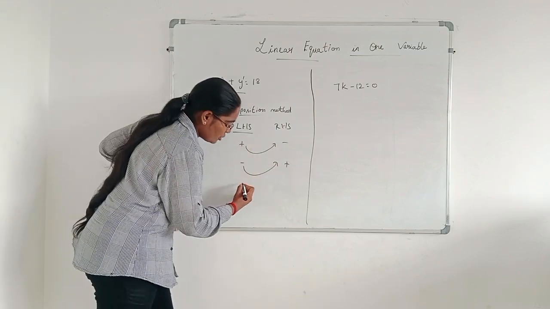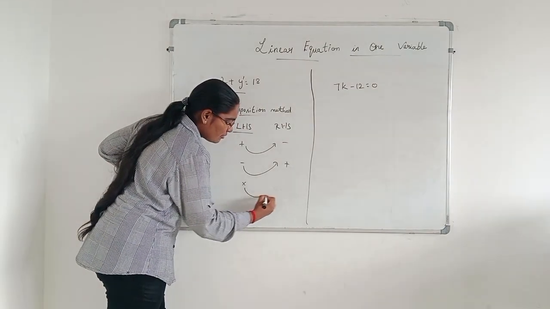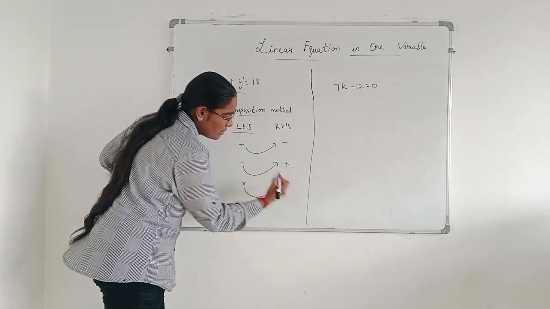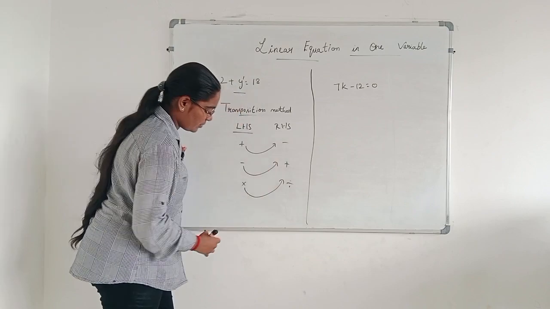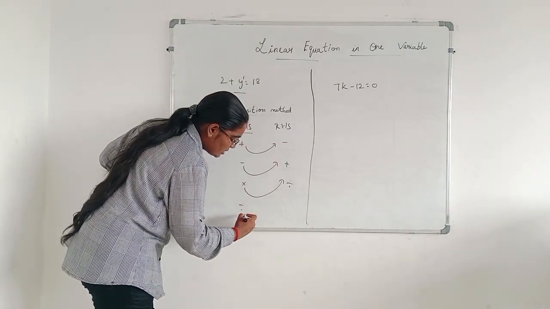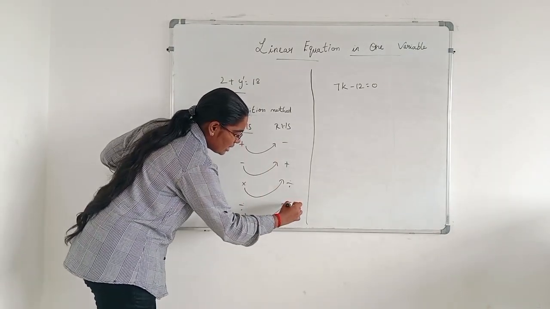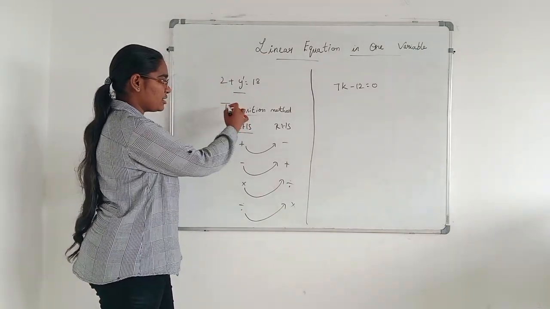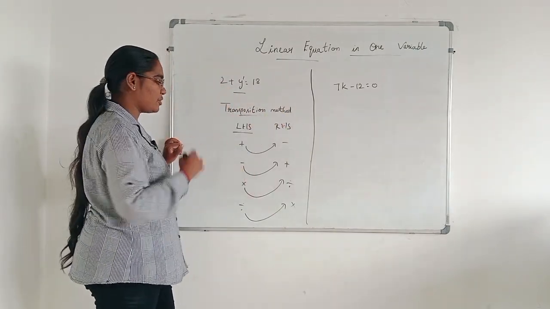If a value is in multiplication, when it moves to the right hand side, that multiplication will become division. If a value is in division, when it moves to the right hand side, it will become multiplication. This is the concept of the transposition method.